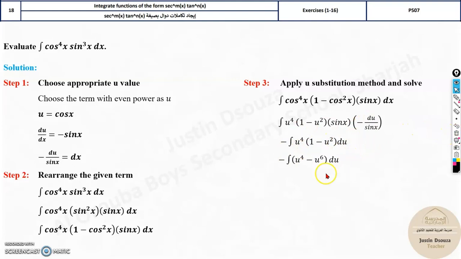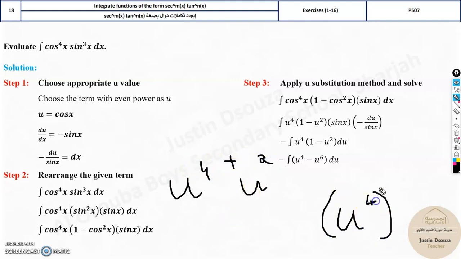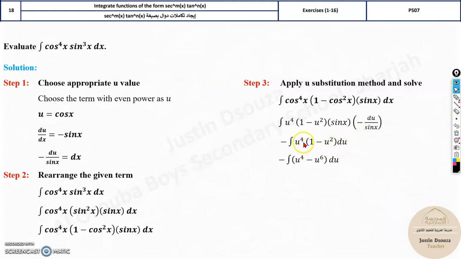Multiply this inside. What is going to happen? u to the power 4 into 1 is u to the power 4. u to the power 4 into u to the power 2. And remember, when you multiply like terms with different powers, you add the powers. You just add the powers. Only when it is squared, imagine you're squaring this, then you multiply the powers. It would be u power 8. But now you're multiplying, so the powers are added. It will be u power 6 du.